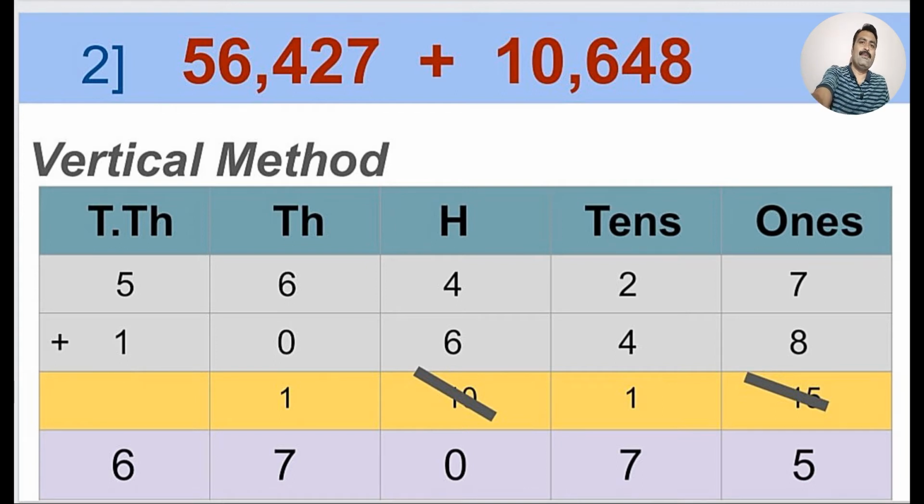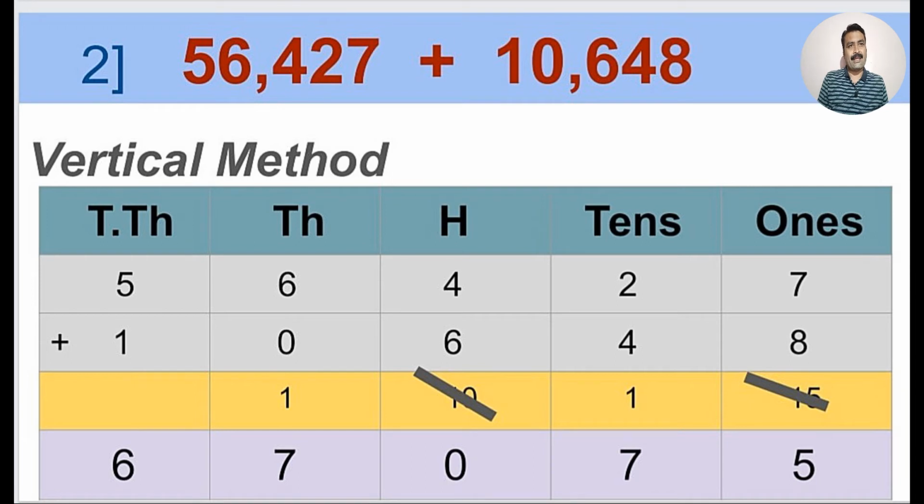Now when we observe the vertical method for this example here, again we are using 5 columns. First column ones, second tens, third 100, fourth 1000, and fifth that is 10,000 here. Now into these 5 columns we want to arrange the given two numbers here. First number we arrange there, that is 56,427. So while arranging that, 5 we write into the column of 10,000, 6 into the column of 1000, 4 into the column of 100, 2 into the column of tens, and 7 into the column of ones.